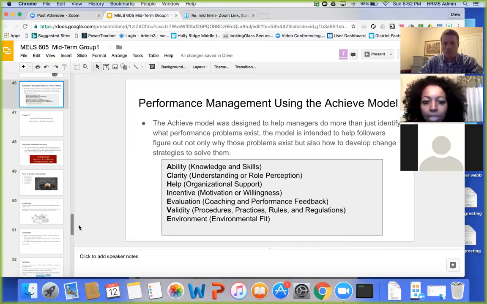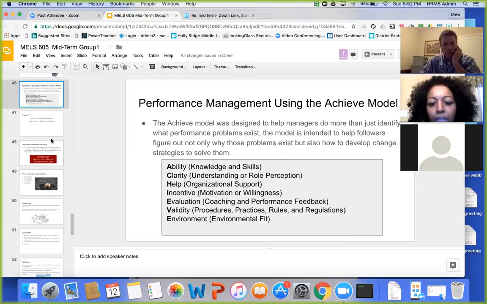So A is ability, and it's knowledge and skills. C is clarity, understanding on the role perception. H is help, organizational support. I is incentive, looking at motivation or the willingness. E is evaluation, coaching and performance feedback. V is validity, rules, regulations, practices, procedures. And the last one is E, which is environment and the environmental fit.